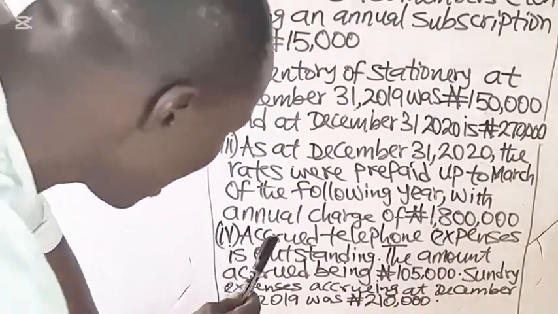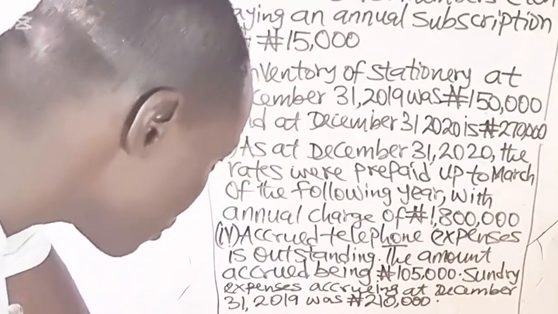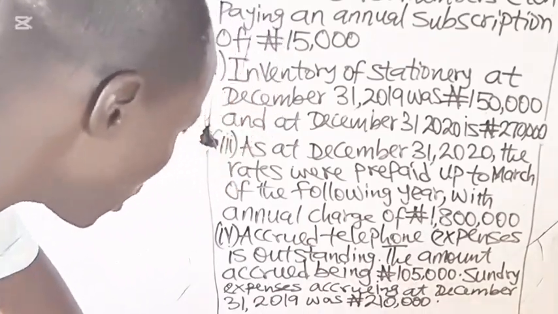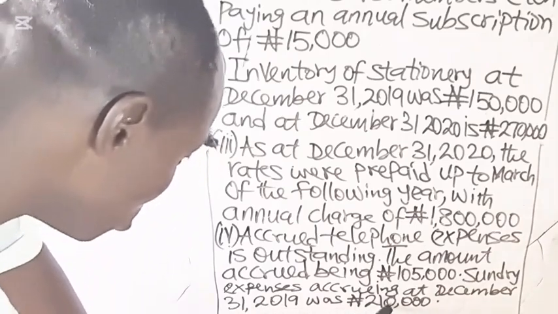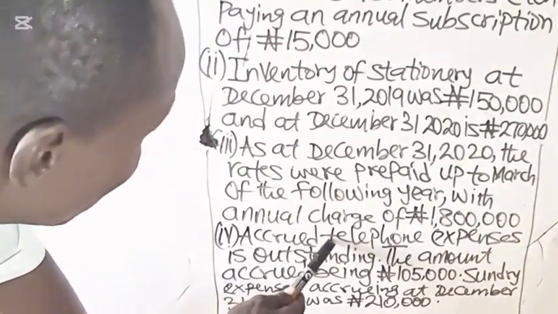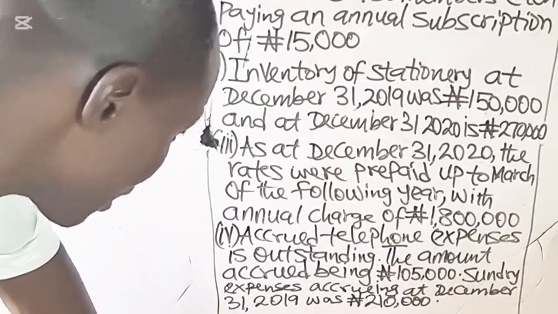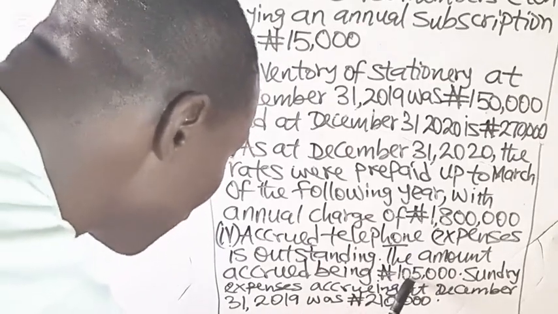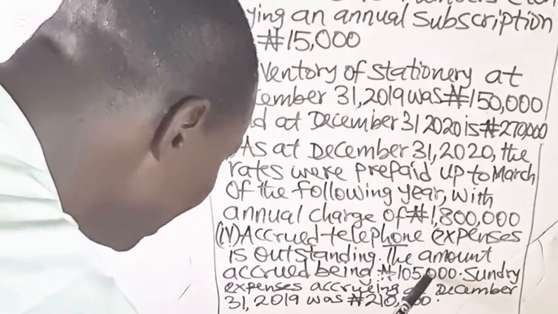Note 4. Accrued telephone expenses is outstanding. The amount accrued being 105,000. Sundry expenses accruing at December 31st, 2019 was 210,000. This is the accrual. So you were told the accrued telephone expenses is outstanding. You have an outstanding telephone. The amount accrued was 105,000. And if 105,000 is accrued at the end of the year, it means this 105,000 is meant for 2020, but remained accrued in 2020. That is, it hasn't been paid in 2020.